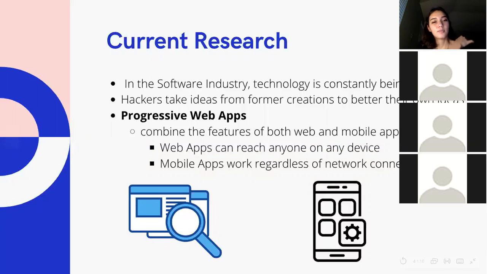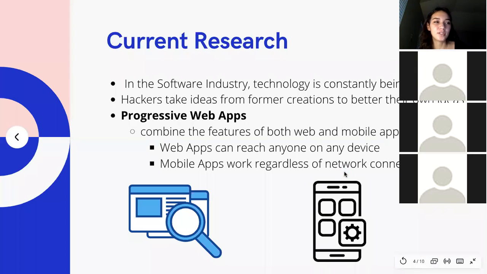So progressive web apps combine the features of both web and mobile applications. So a web application, right, you've all been on one, maybe like google.com. You can reach it on any device, but you will need a data or a network connection in order to access it. If you hit refresh, you're probably just gonna get that screen that the information won't load, and you probably know what I'm talking about.